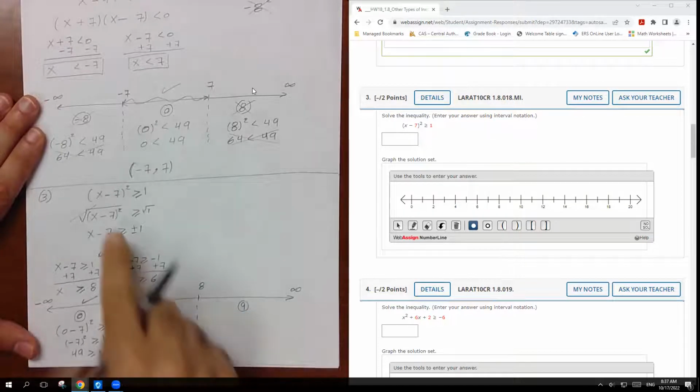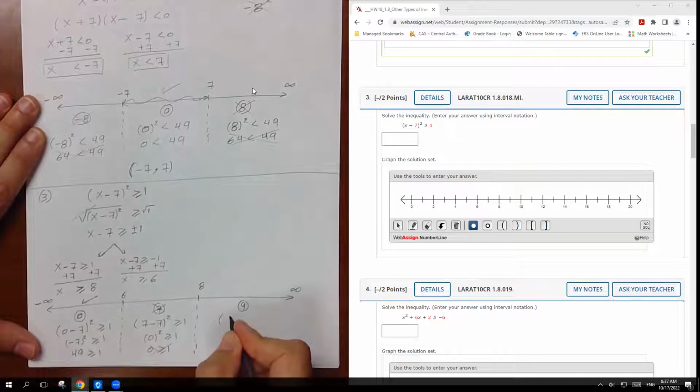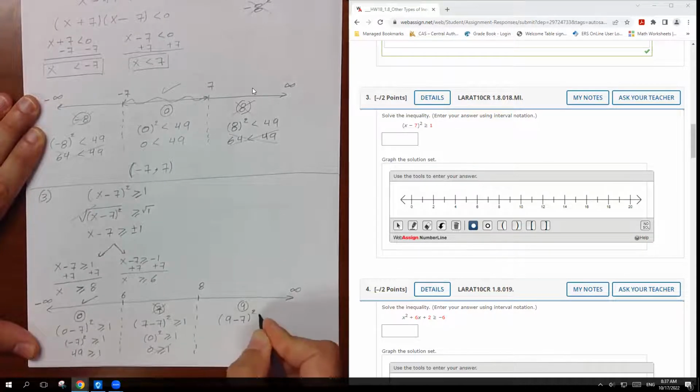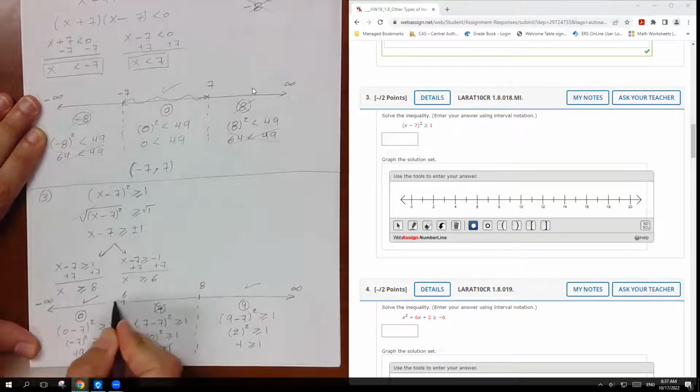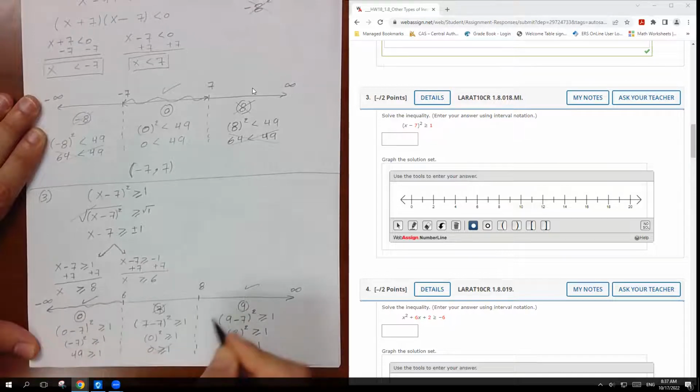Let's plug in the 9 here. So it's going to be 9 minus 7 squared greater than or equal 1. 9 minus 7 is going to be 2 squared greater than or equal 1. 4 greater than or equal 1. So this is right. That means our solution is this part and this part.